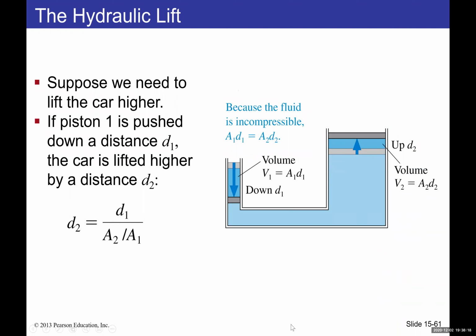All right. So again, looking at this hydraulic lift, suppose we need to lift the car higher. If the piston 1 is pushed down a distance D1, the car is lifted higher by a distance D2. So this is D1, D2, and you can rearrange this equation and use it to calculate the distance D2 if you are moving the piston 1 down by the distance D1. That's because piston 1 is much easier to press down, since it has a small cross-sectional area, so less force goes into pushing it down. But on the other side, you have a car over there, so just a little bit of force is able to lift a very heavy car on the other side.